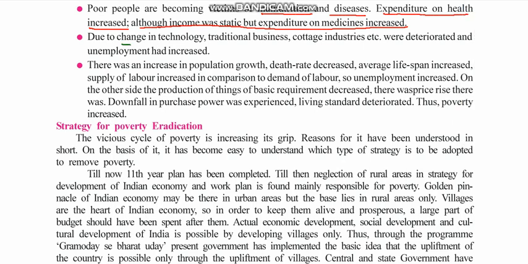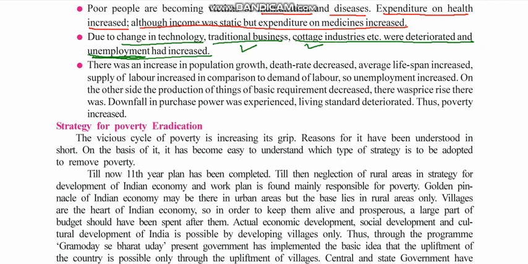Next is due to change in technology. Traditional businesses, cottage industries, etc. deteriorated and unemployment increased. Now this is one of the reasons due to change in technology. As technology changes, as machines are introduced into our life, traditional businesses like weaving, and at the same time cottage industries, those businesses which were done at a very small scale, usually in villages, broke down, and this led to unemployment. When unemployment is there, poverty is automatically connected to it.